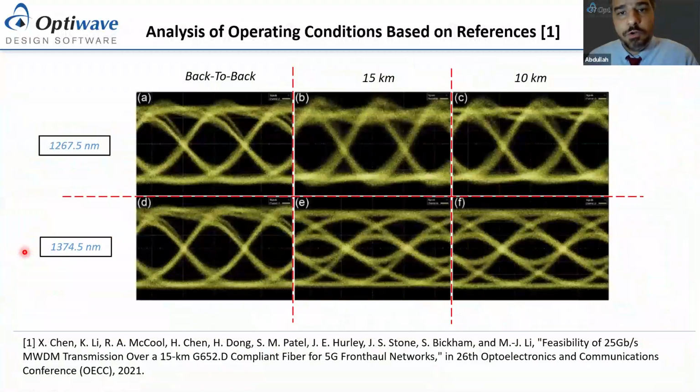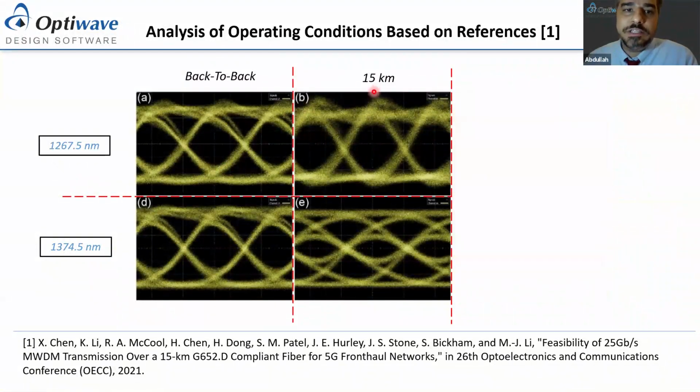So in an effort to also demonstrate this, there were some measured eye diagrams in the publication. And since we're focusing on the 15-kilometer fiber, you can see here that the eye diagram at back-to-back and the eye diagram after transmission is more open.